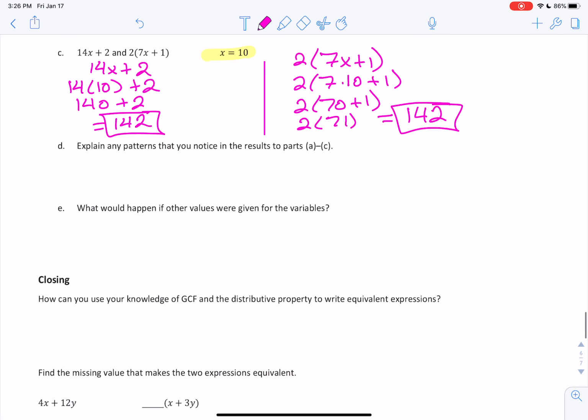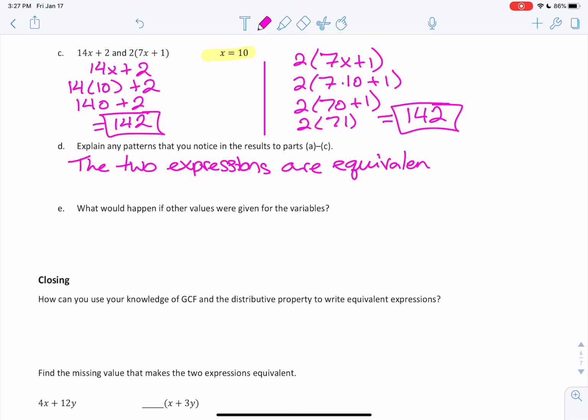D, explain any patterns that you noticed in results A through C. So the pattern that you were supposed to notice is that the two expressions are equivalent. And remember, equivalent means equal.